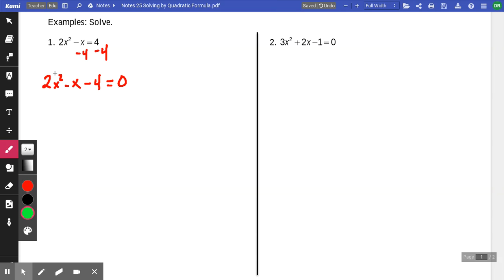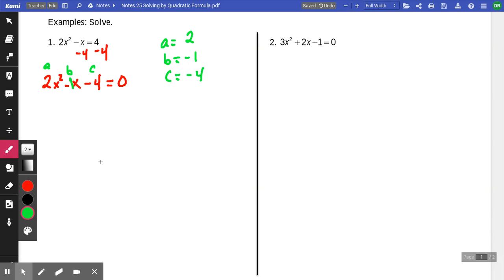And from this, now we can see the values of a, b is here in the middle, and c is at the end. So you see b is the coefficient in front of x, which would be a minus 1 here. So if it helps you, you can list these values to the side that you're about to use. So a is 2, b is -1, c is -4.